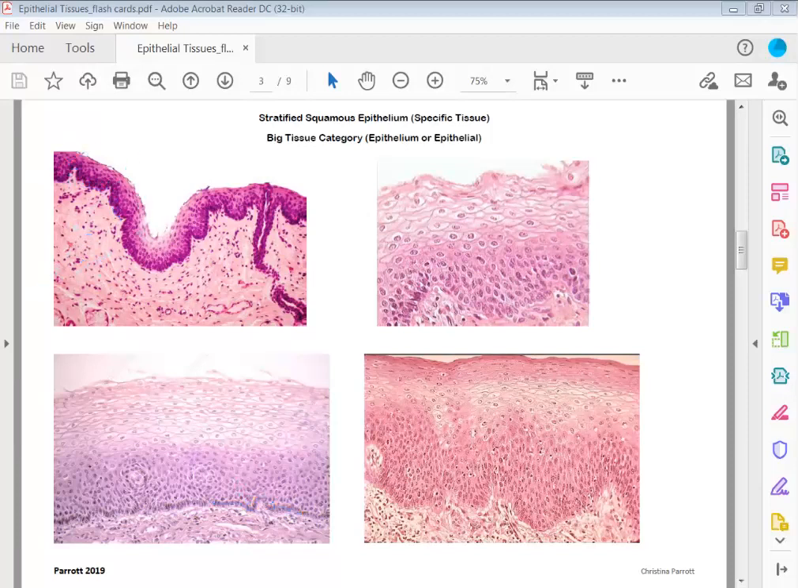If I ask you what is the specific tissue, the specific tissue here would be stratified squamous epithelium, and the big tissue category would be epithelium or epithelial.